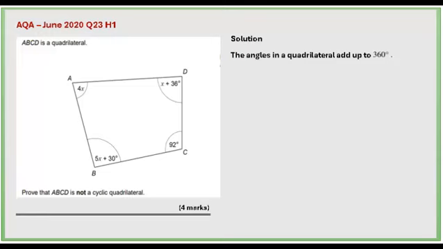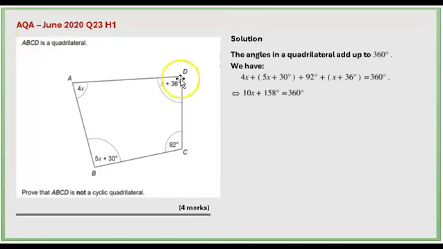Now, we can find exactly the value of each angle in the quadrilateral. So let's use the sum of the angles. We start with 4x plus 5x plus 30 plus 92 plus x plus 36, which is going to give us 360.